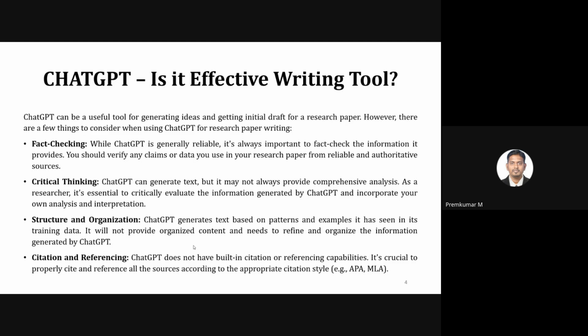And critical thinking. All these AI tools cannot provide critical thinking. The way a human thinks, the AI tools cannot think in the same way. So if you want to do any kind of comprehensive analysis, obviously you cannot depend on ChatGPT. It can generate text, and nowadays it can generate images and videos as well, but it cannot do the comprehensive analysis. That you have to do as a researcher, as a paper writer. You should know, and only you can do the comprehensive analysis.